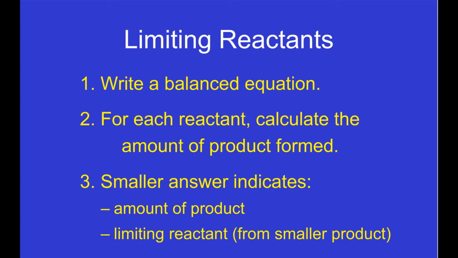And step 3 is that the smaller answer indicates how much product we make and what our limiting reactant is. The limiting reactant comes from the product that we make. Remember, we can only make the smaller amount. I do not have enough of our other reactant to make the larger amount.